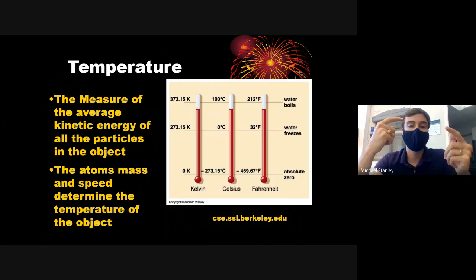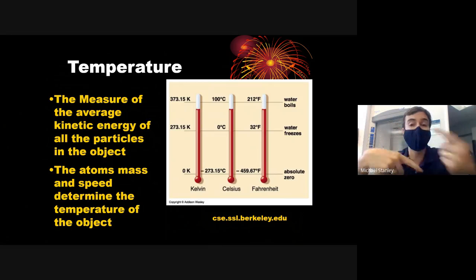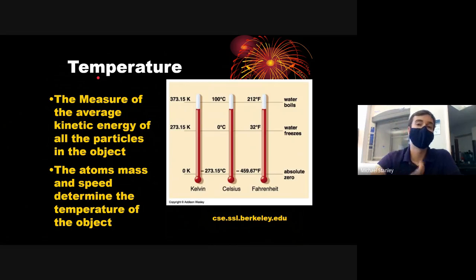So how big the atoms in your matter are and how quickly they're moving determine the temperature of the object. So as matter gets more and more energy, as particles move faster and faster and faster, the temperature of the object goes up. So the higher the temperature, the more movement of our particles.